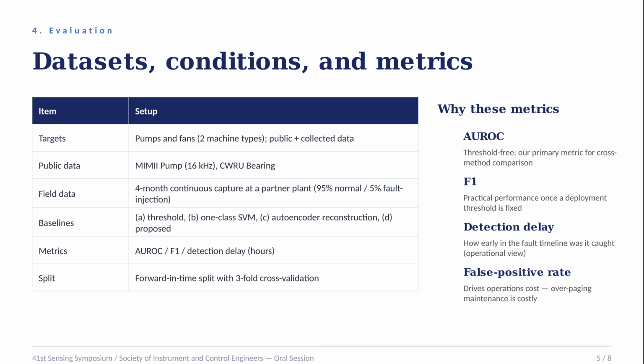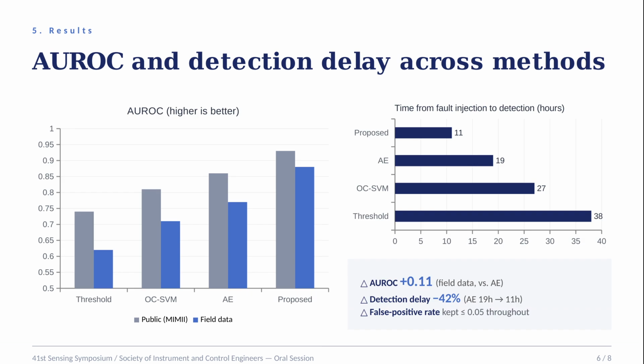Next, let's look at how the method was evaluated. The study covers pumps and fans, using both public datasets and several months of continuous field data from a partner plant. The proposed method is compared against simple thresholds, one class SVM, and an autoencoder baseline. We focus on AUROC, F1, detection delay, and false positive rate, because accuracy alone is not enough in a real maintenance setting. The results are encouraging, especially on field data.